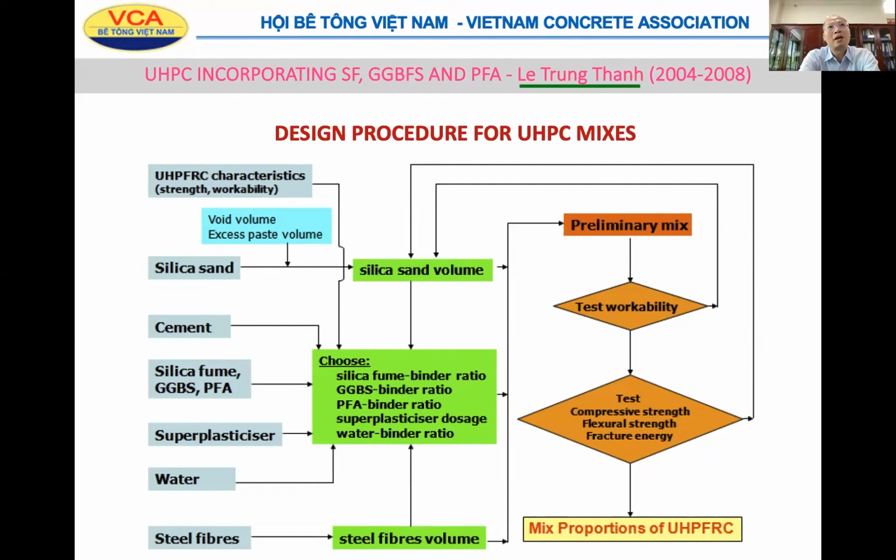So based on the void volume of the aggregate and excess paste, we select the water binder ratio, the superplasticizer dosage, the steel fiber volume, and silica sand. And we can design the preliminary mix, and we test workability. And if we're happy with workability, we can move on to test the mechanical properties: compressive strength, flexural strength, and partially the fracture energy. And then we get the mix proportion of UHPC. That's the way we develop some mix proportions.